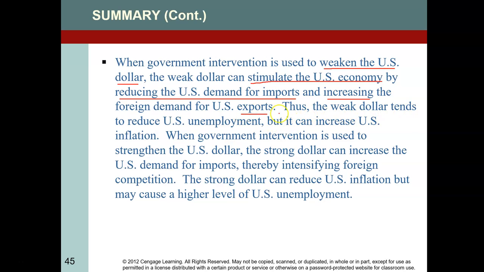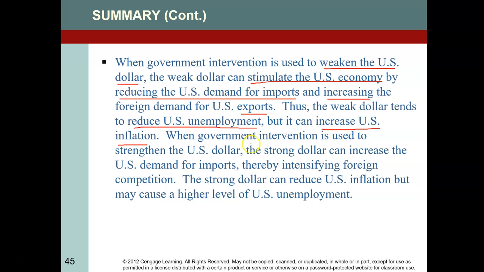Thus, the weak dollar tends to reduce US unemployment, but it can increase US inflation. Okay, we have less imports and more exports, so it reduces unemployment and increases US inflation. Okay, the domestic price will be higher and the employment rate will be higher too.